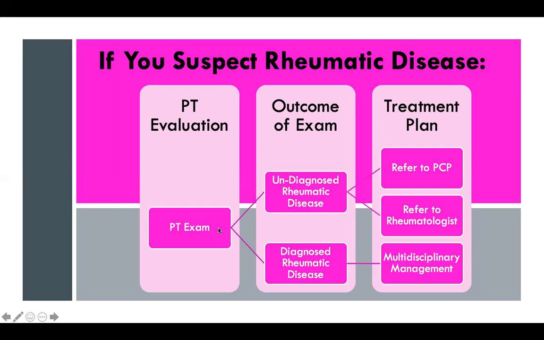And then this is perhaps more important, and this is perhaps the crux of a lot of what we talked about, is these undiagnosed rheumatic diseases or screening for these diseases. So if you do suspect a rheumatic disease, referral could either be back to a primary care physician, or we could refer to a rheumatologist. So a rheumatologist is a medical doctor who is specialized in treatment and management of rheumatologic disease.